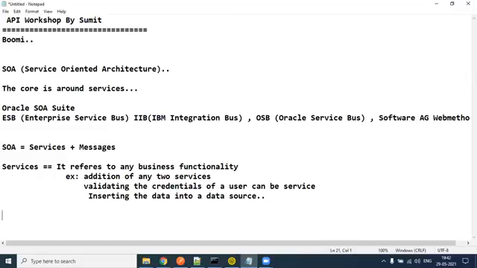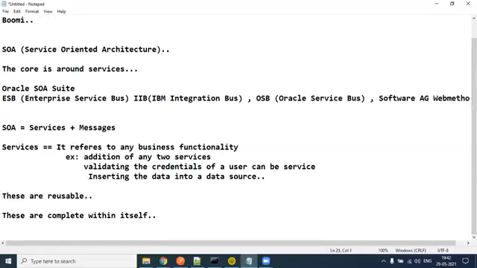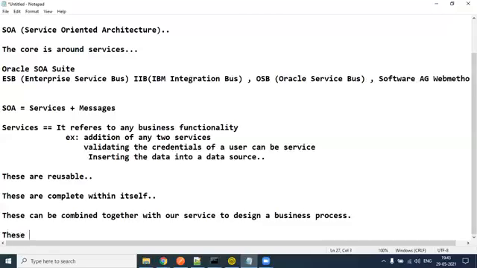There are certain expectations around services. These are reusable. These have to be complete within themselves. These can be combined together with other services to design a business process. These typically need to be easily accessible.